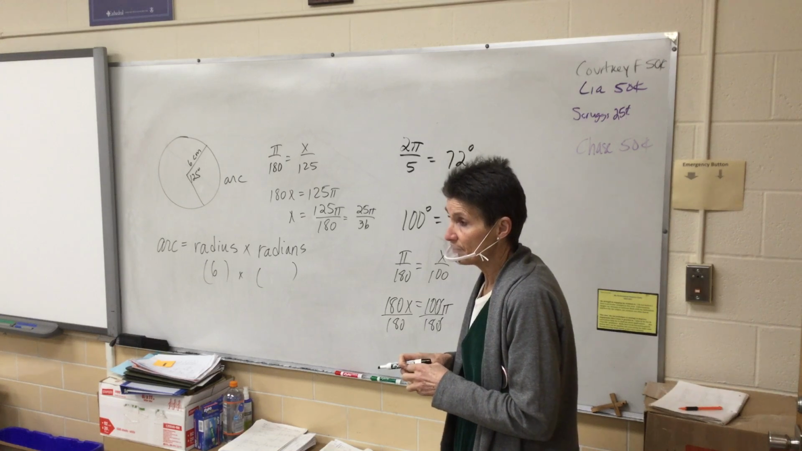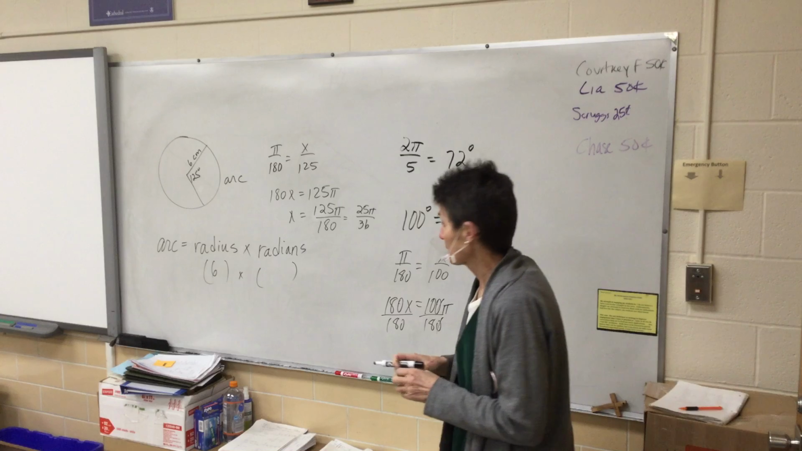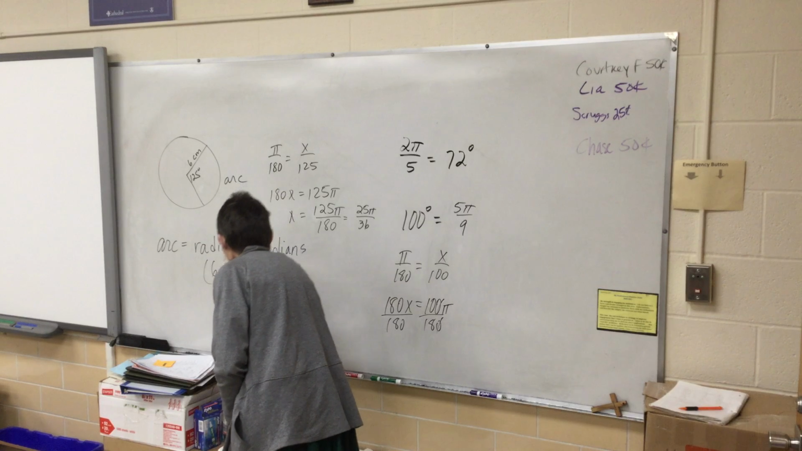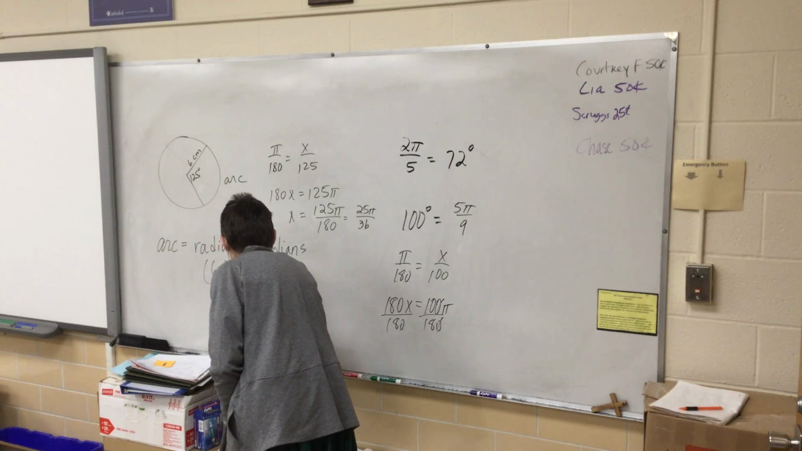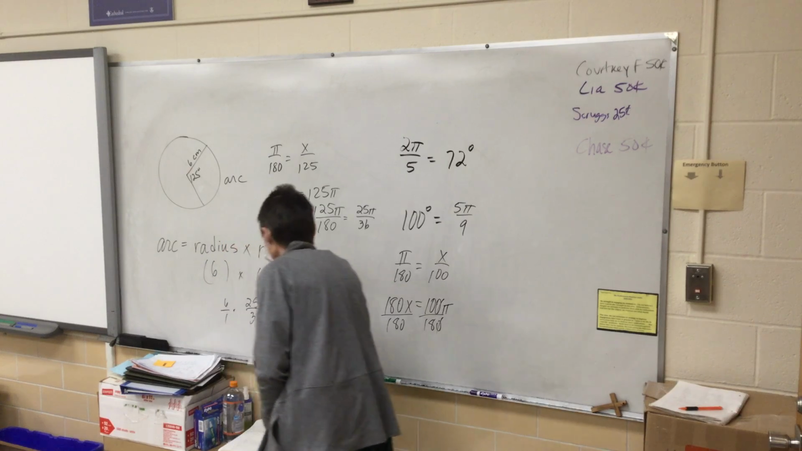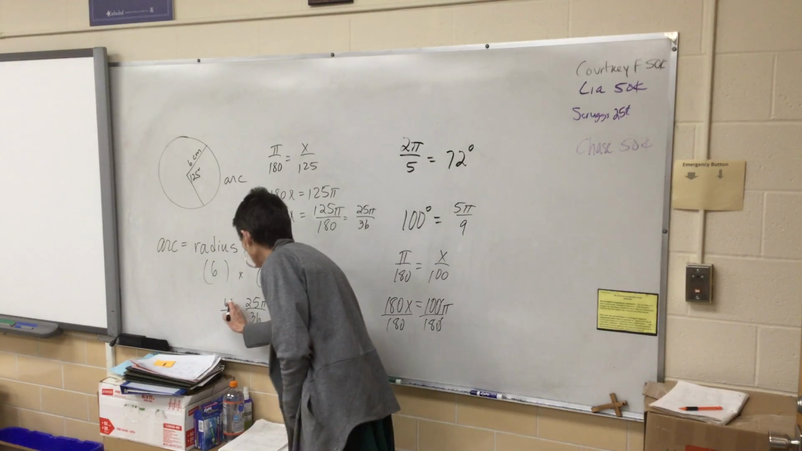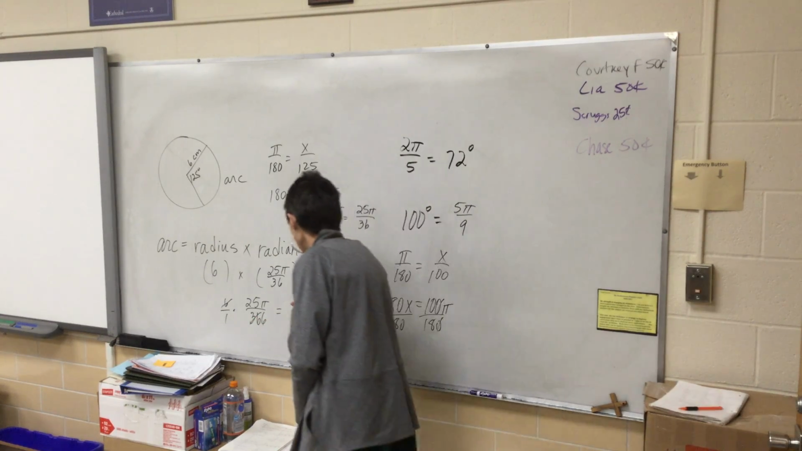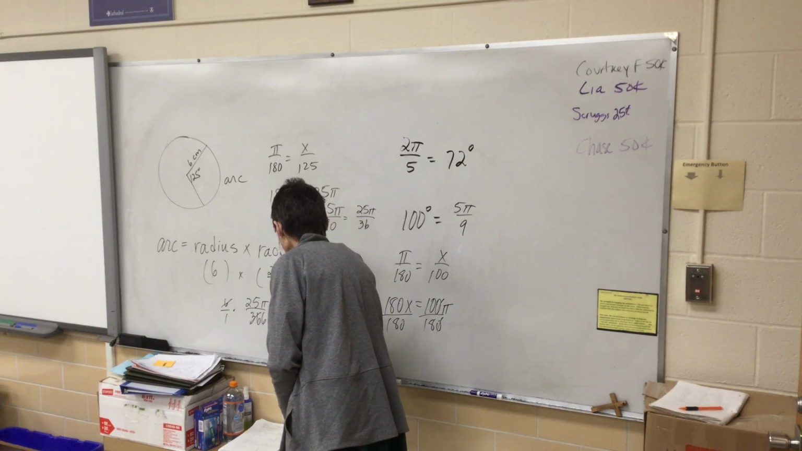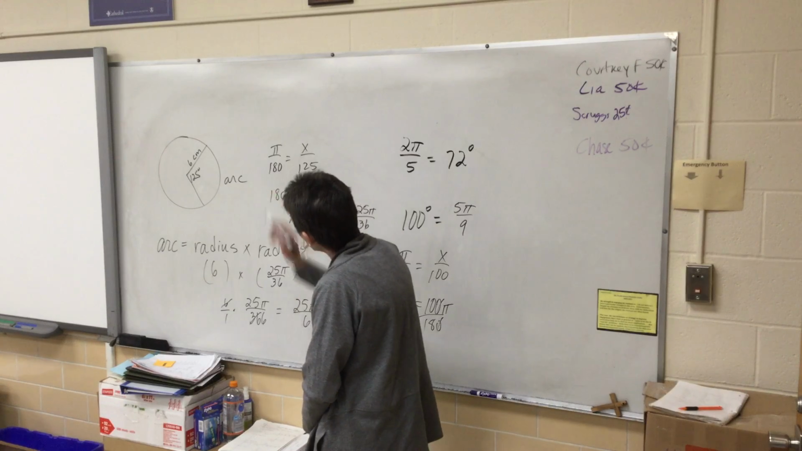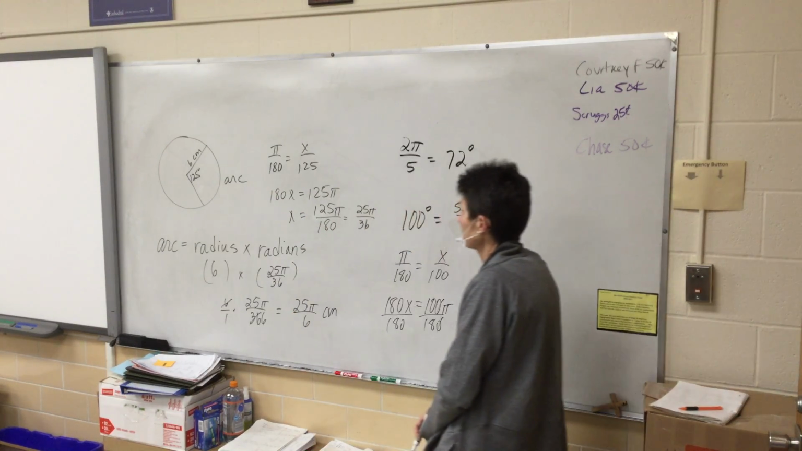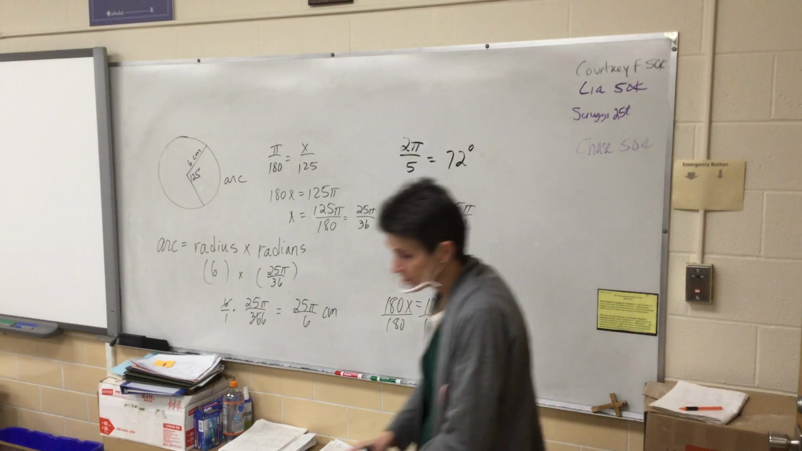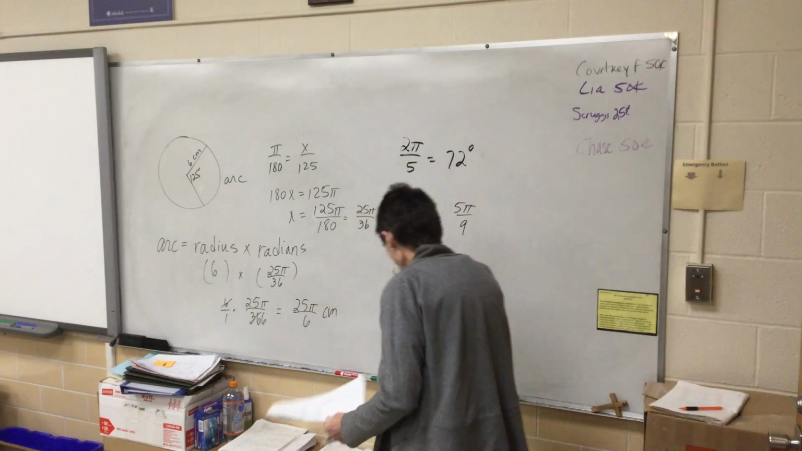Now, is that the answer? No. What do I do with it? Multiply by 6. Multiply it by 6, that's exactly right. So I have 6 over 1 times 25 pi over 36. If you want, you can go ahead and cross cancel. So your answer is 25 pi over 6 centimeters for your arc length. It's probably the hardest one on the test because you have to do both steps.